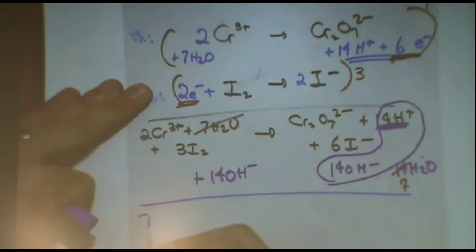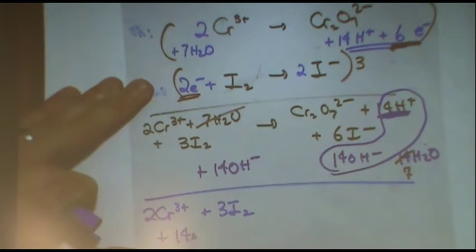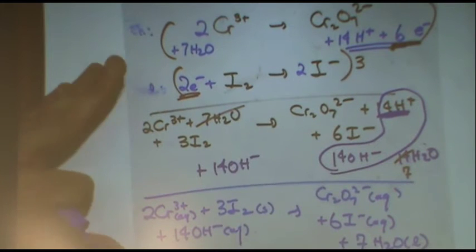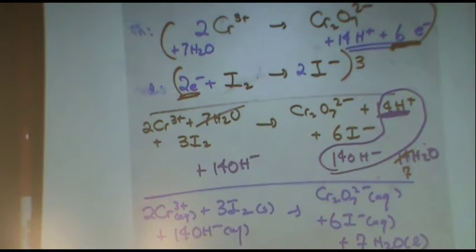We've got 2 chromium 3 plus, 3 iodine 2, plus 14 hydroxides. I guess I'll put the state symbols in case you're asked. Aqueous, that goes to the dichromate ion, aqueous, plus 6 I minus, plus 7 H2O, liquid. Any questions? I think I'm done, unless I made a math error. Questions?